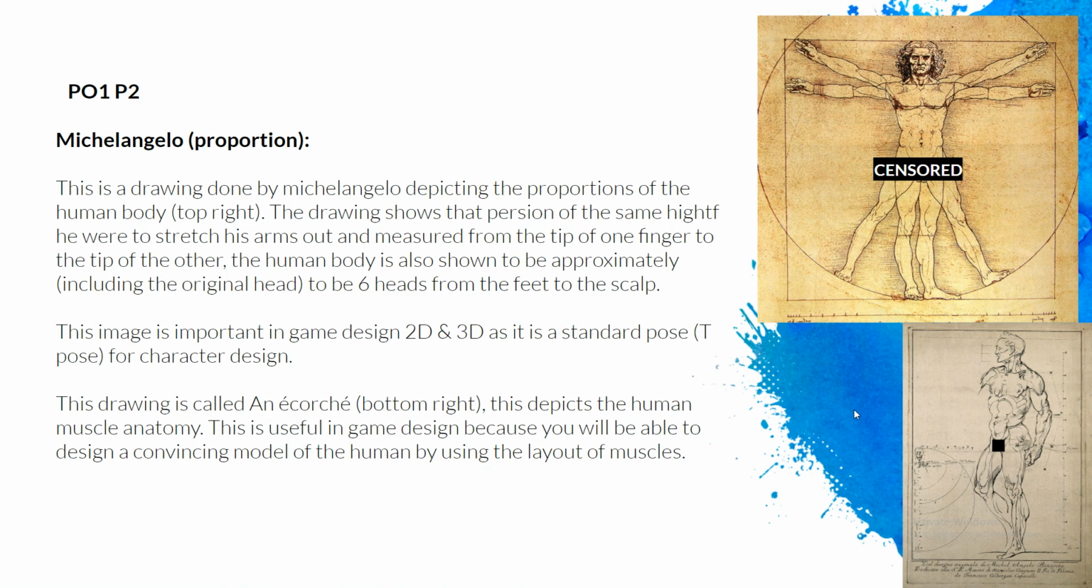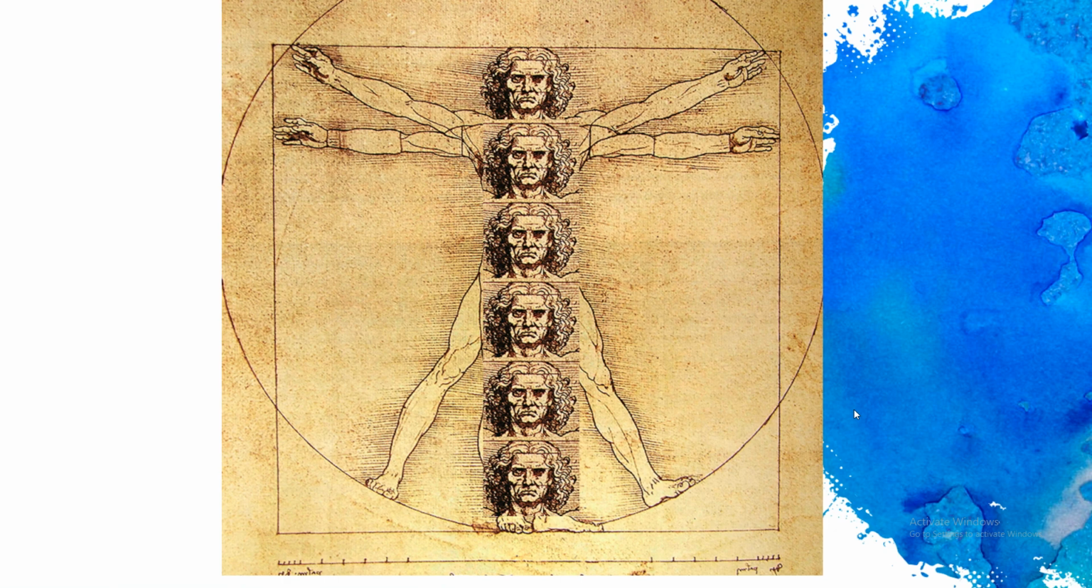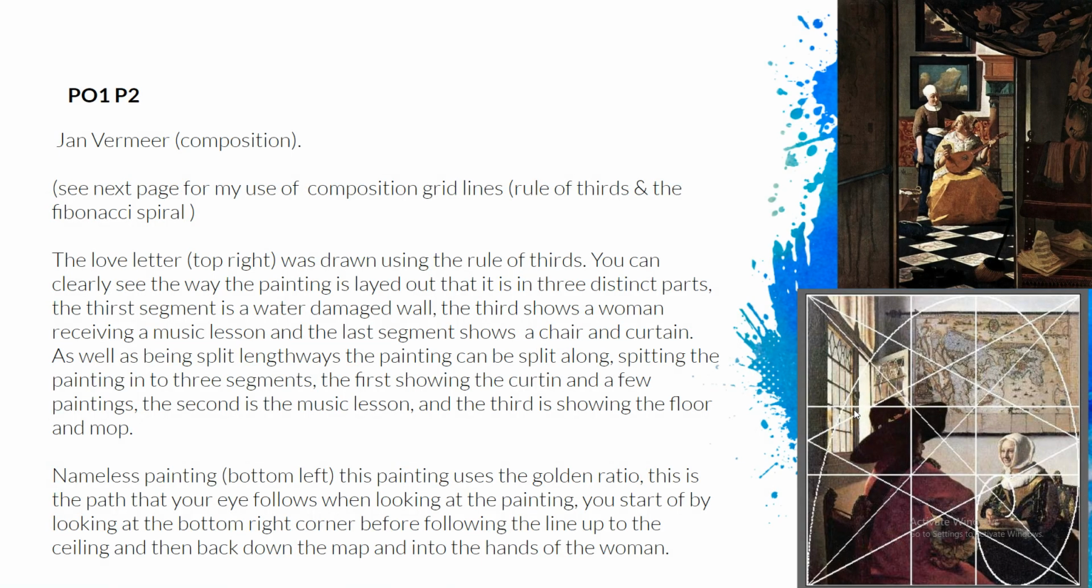The drawing at the bottom is called an écorché. This depicts human muscle anatomy. This is useful in game design because you'll be able to design a convincing model of the human body using the layouts of the muscles. And here we have the roughly 6 heads from the top to the bottom.